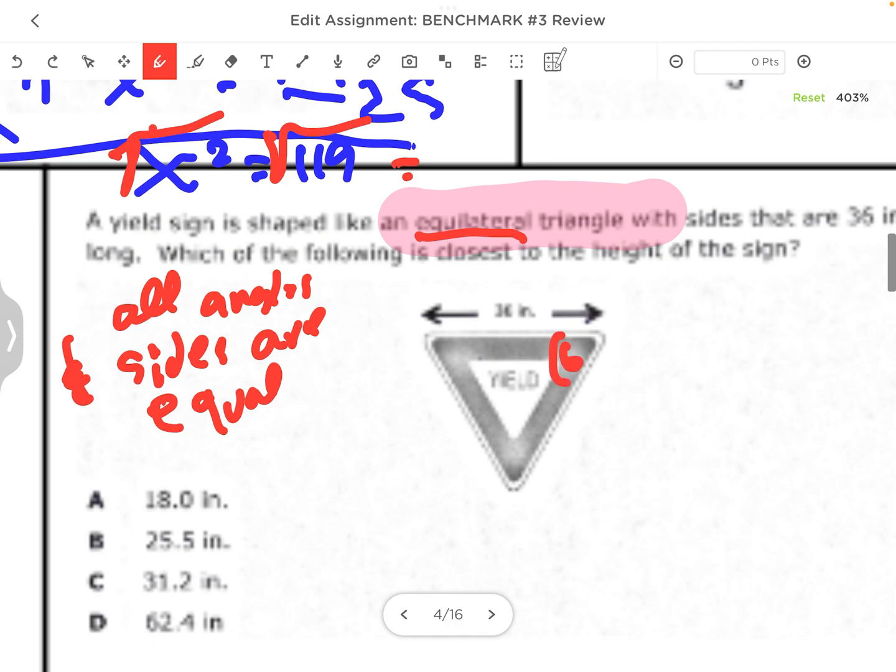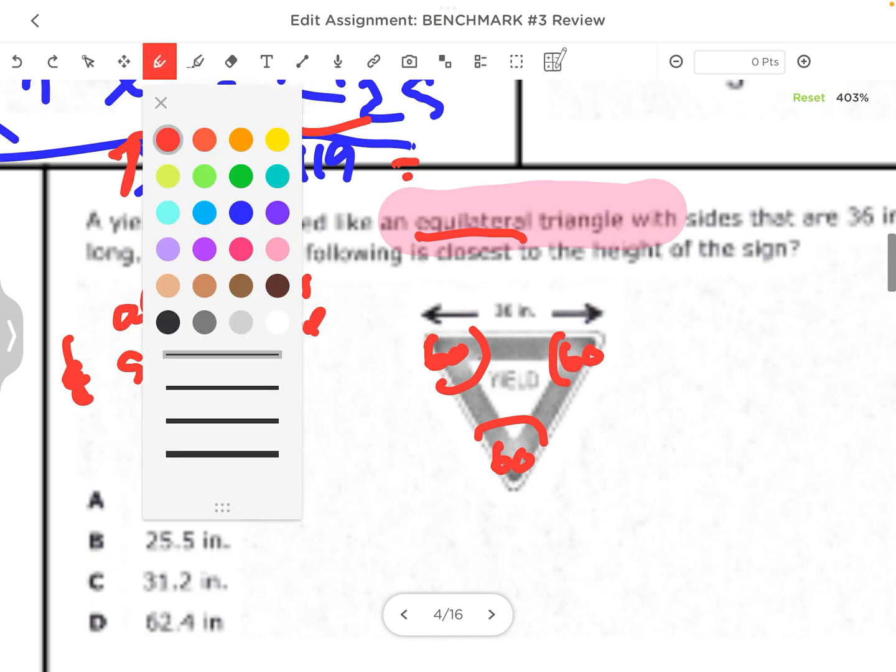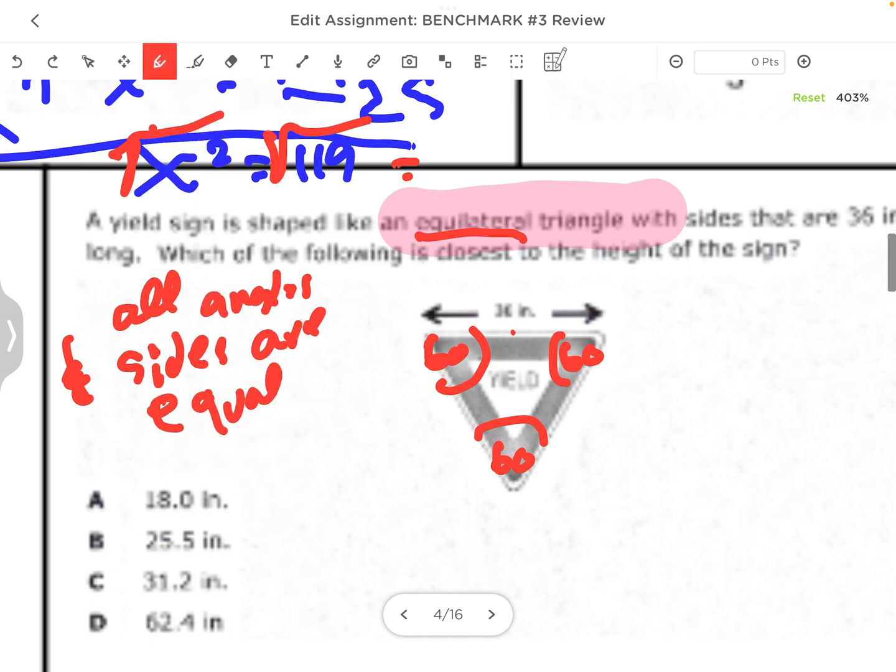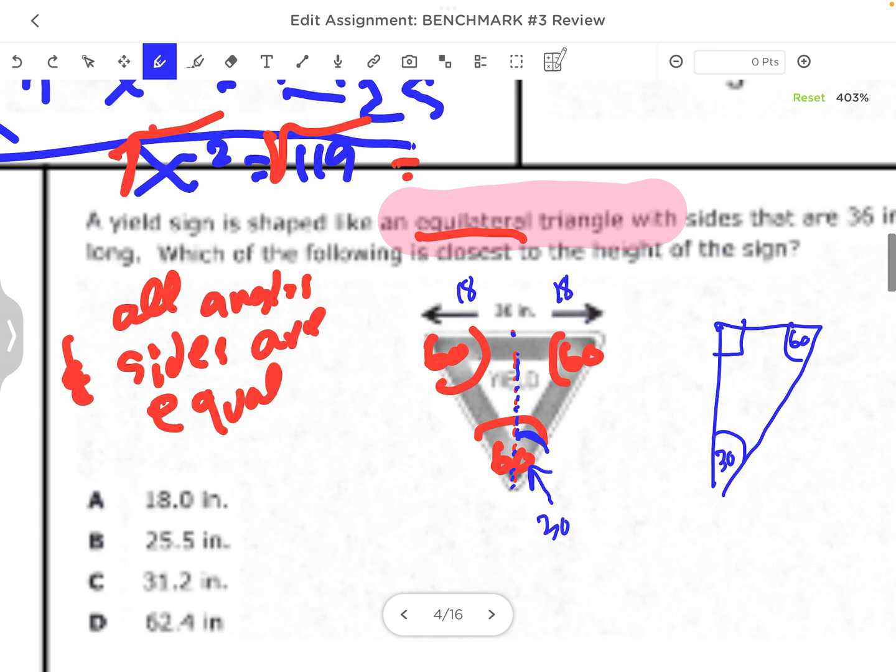So that means this has to be 60, that has to be 60, that has to be 60. And if those are 60 and we're just finding the height, that would make this a 30. So now, if we look at it like this, 30, we know that's 90, and then that's 60. 30, 60, 90. So let's take a look. If this is 36 right over here, this is half of that. So that much is 18, that much is 18.